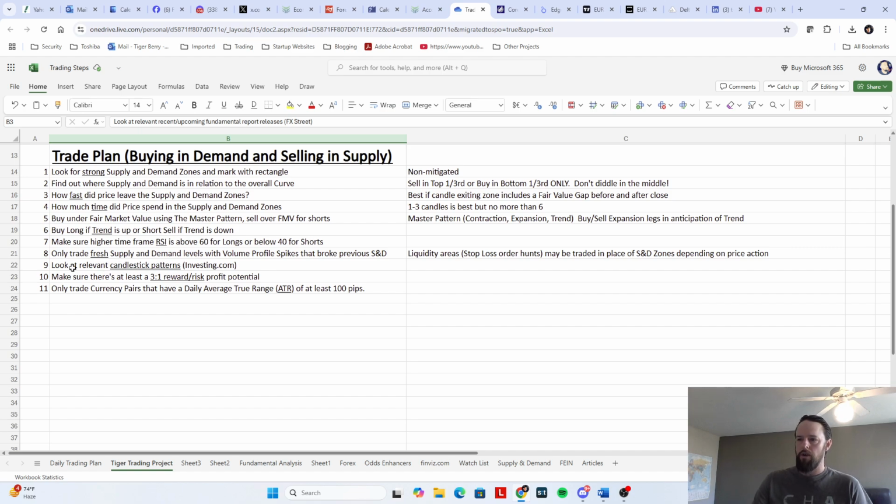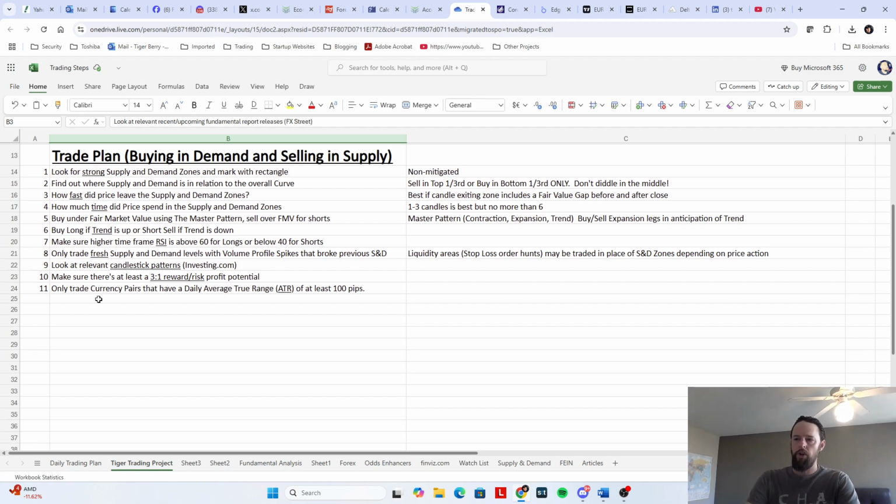Let's see here. Number 9, look at relevant candlestick patterns. Okay, this is more of a timing within that zone. I'll show that. Number 10, make sure there's at least a 3-to-1 risk-reward ratio. Okay, so if I'm buying in demand, I want an overhead supply zone to be quite a ways away. Think of it this way: if I have 1 unit of a zone, I want the supply zone more than 3 units away. Okay, 3 or more. So I'll show you on the charts. It just basically increases your profit potential.